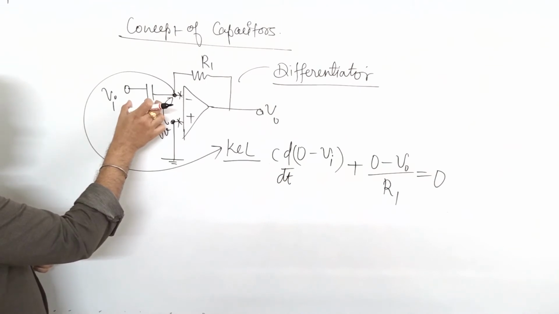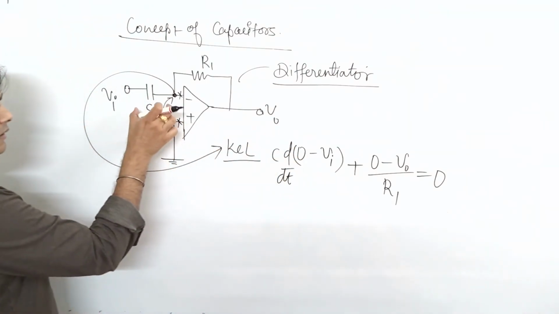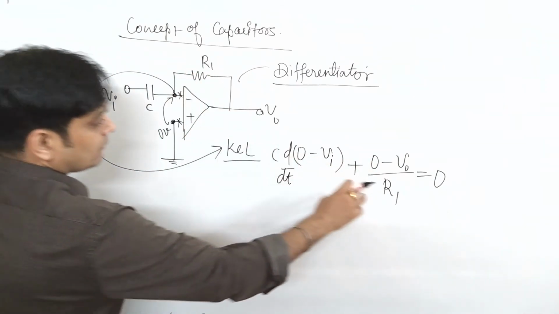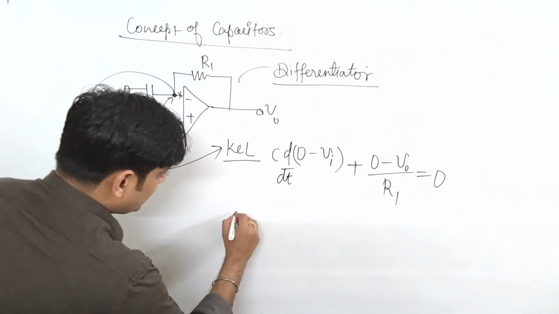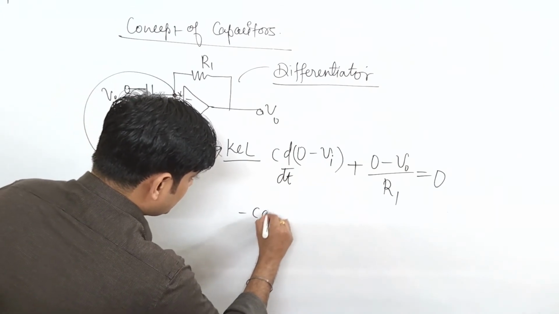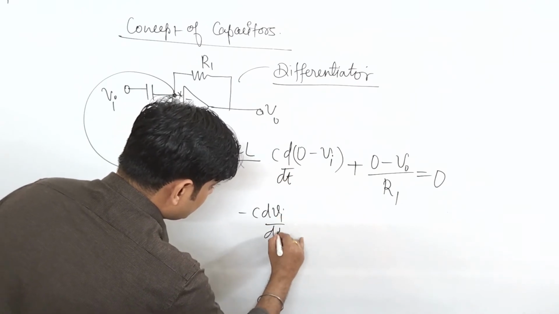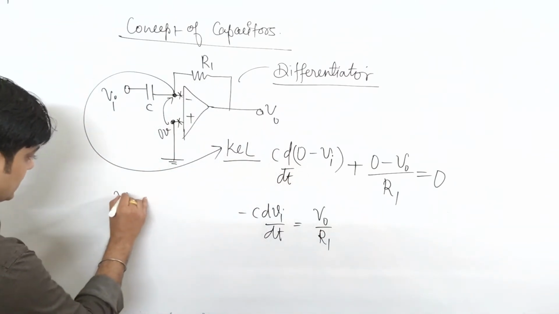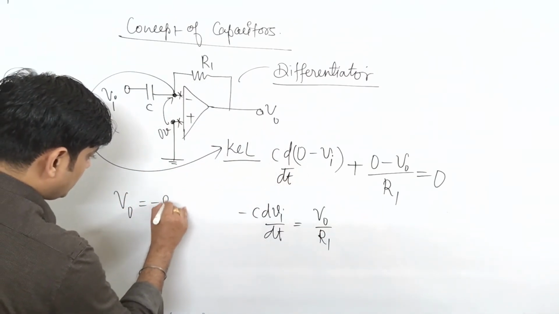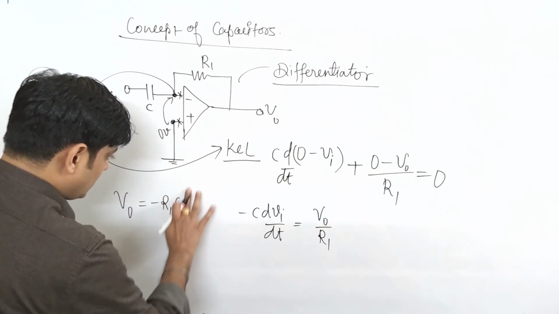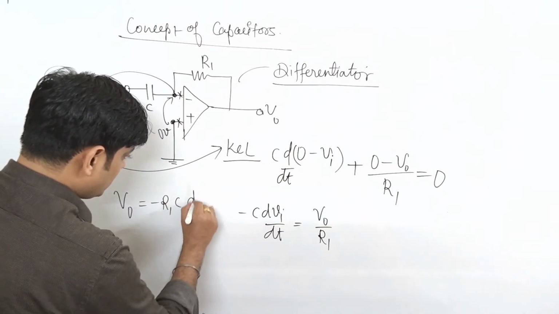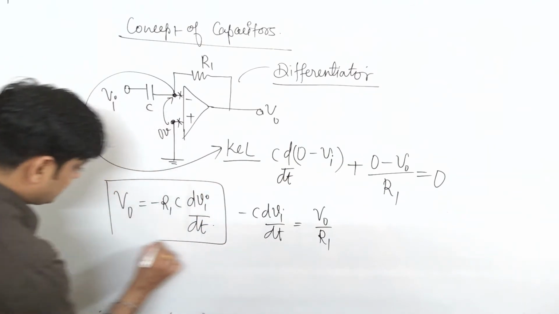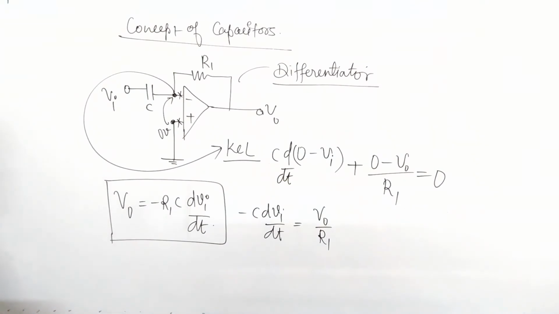Here the current is C dV/dt, so it is C d/dt. What is V? It is 0 minus Vi. Simply I put here plus (0 minus V0)/R1. So from here you can say that minus C dVi/dt is equal to V0/R1. So the value of V0 is equal to minus R1C dVi/dt. So this is another relation between V0 and Vi.